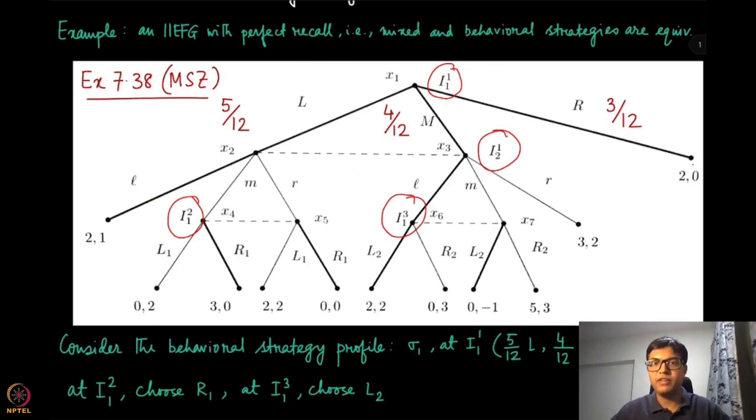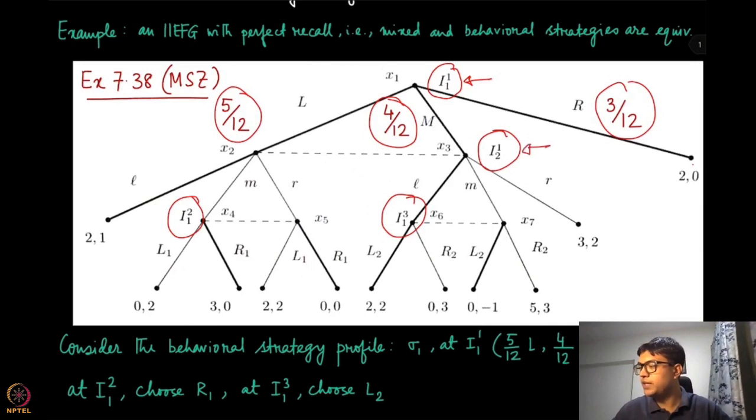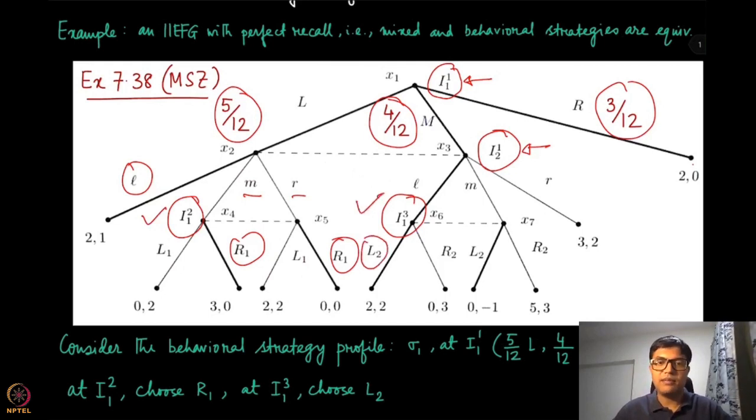Let us look at a behavioral strategy profile, which is shown using the bold lines here. Player one in this information set is playing a mixed strategy, which is 5/12, 4/12, and 3/12. With those probabilities, it is playing capital L, capital M, and capital R respectively. In the second round, when it is player 2's turn to play, it is playing the action L, even though it has the actions M and R. And in the third round, player 1 comes again and it plays R1 here in this second information set, and L2 in the third information set. So that is the behavioral strategy profile of these two players.